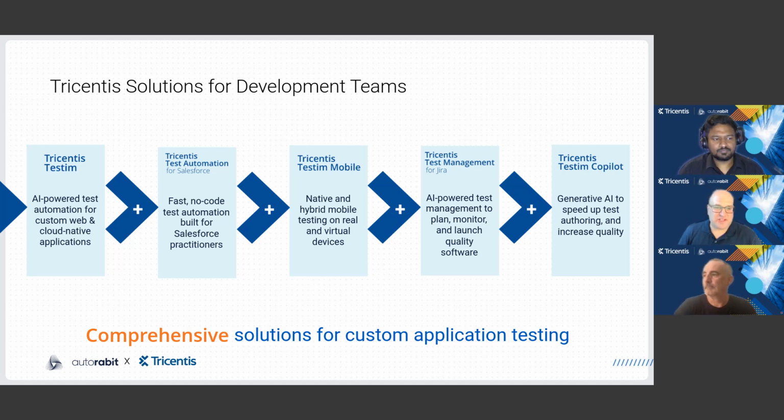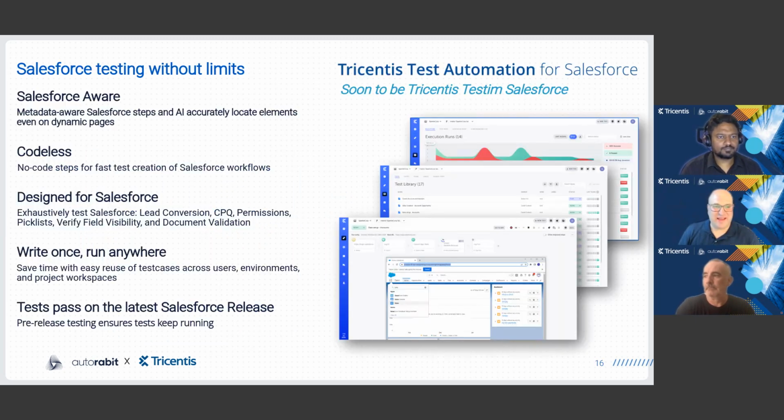And we have solutions for managing your test cases in Jira, as well as our most recent one, Tricentis Testim Copilot, which is generative AI to speed up your test case authoring. These really come together to provide comprehensive solutions for custom application testing. And zooming in once more on the Salesforce side of things, we have a solution called Tricentis Test Automation for Salesforce, soon going to be called Tricentis Testim Salesforce, so keep your eyes open for that.